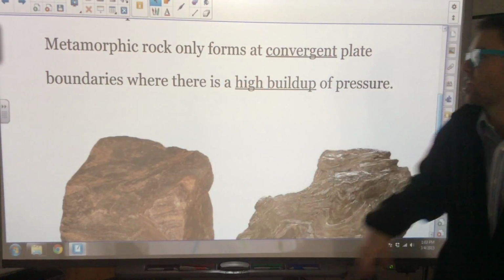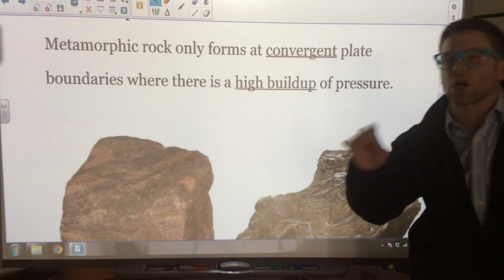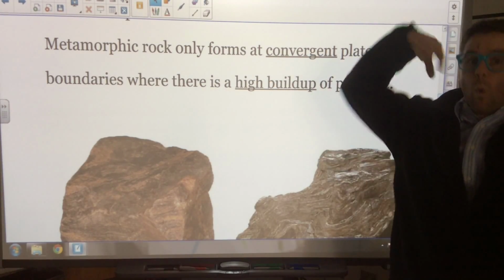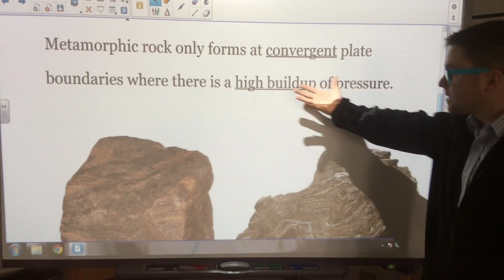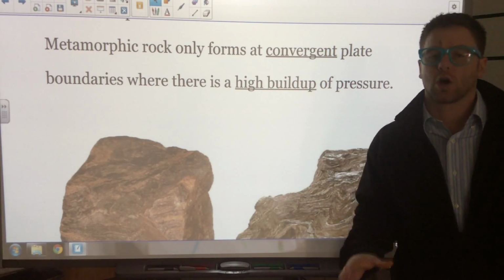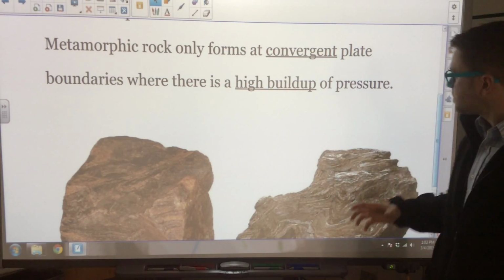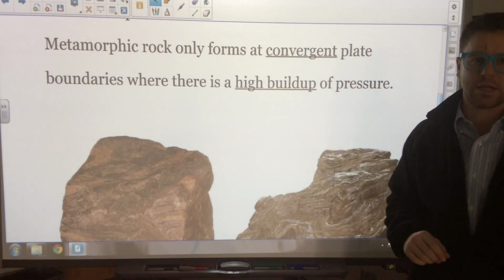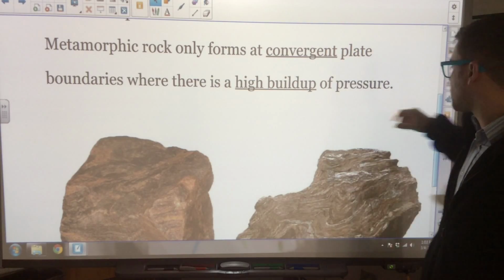Now, where might this occur? Right? This only occurs at convergent plate boundaries. Why? Because that's the only place that we have massive amounts of pressure buildup in Earth. Okay? So, that's where we're going to see a majority of metamorphic rock.